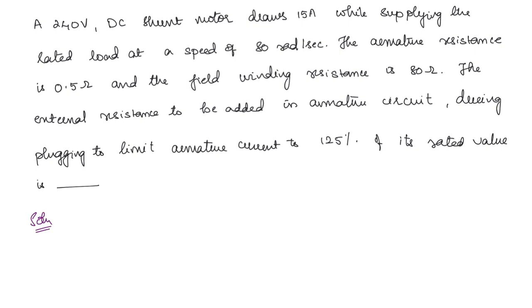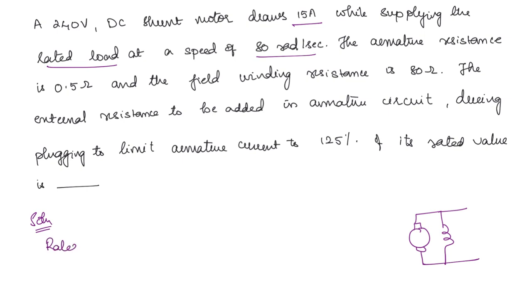So what is the kind of motor? It is a DC shunt motor. So first we will draw the circuit diagram. Now what is all the information that is given? It draws 15 amperes while supplying rated load at a speed of 80 radian per second.